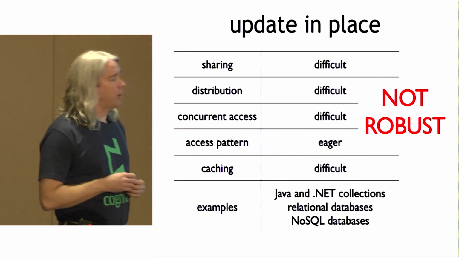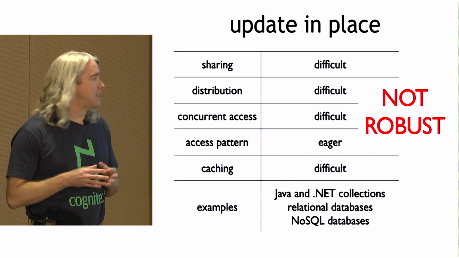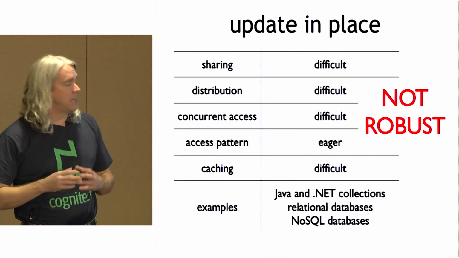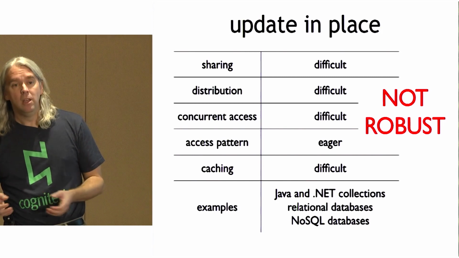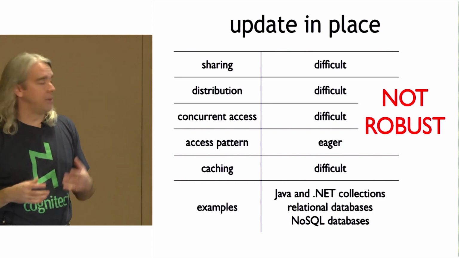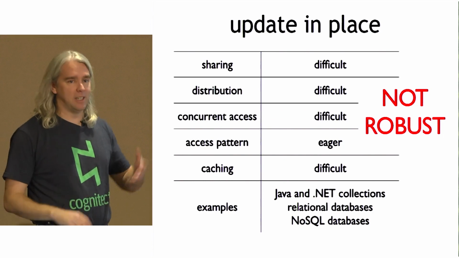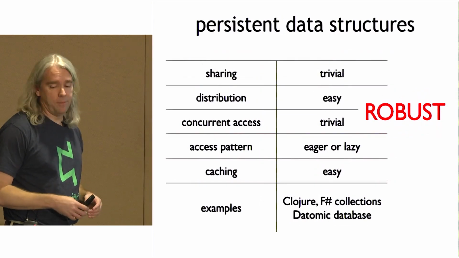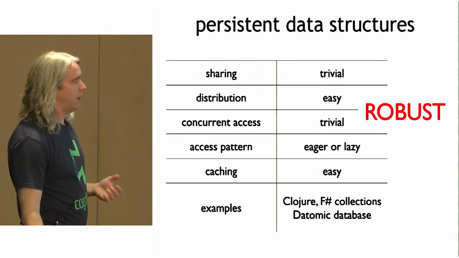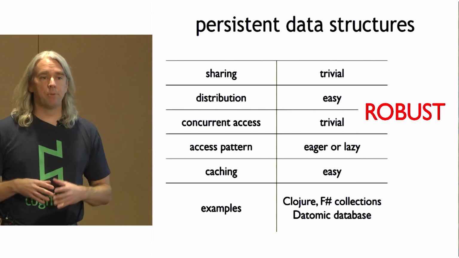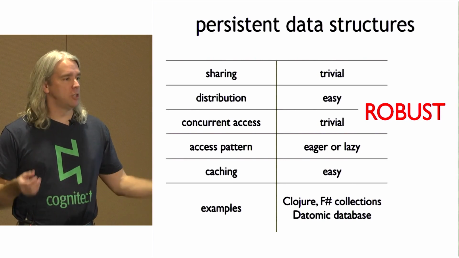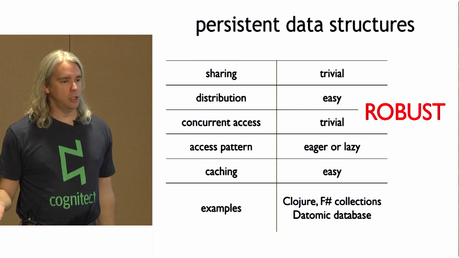And almost everything works this way. The collection classes in the dominant programming paradigms, Java and .NET, are update in place. Relational databases are update in place, typically. NoSQL databases are update in place. So for all their newfangledness, they don't really address this particular issue. On the other hand, Datomic and languages like Clojure and F# use what are called persistent data structures. Persistent data structures remember past versions of themselves and never change.